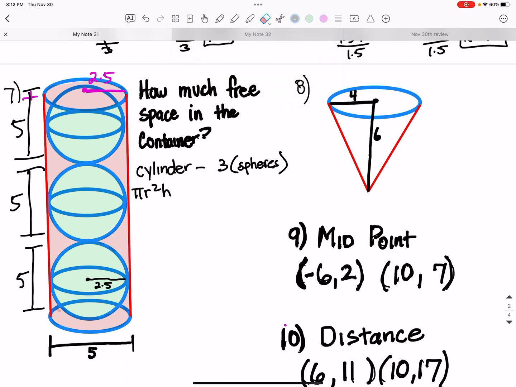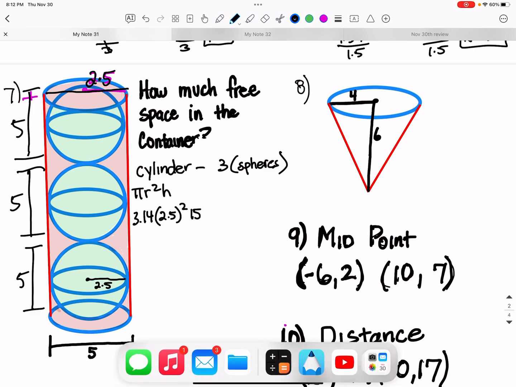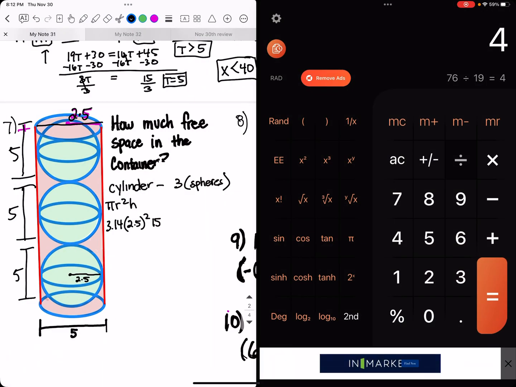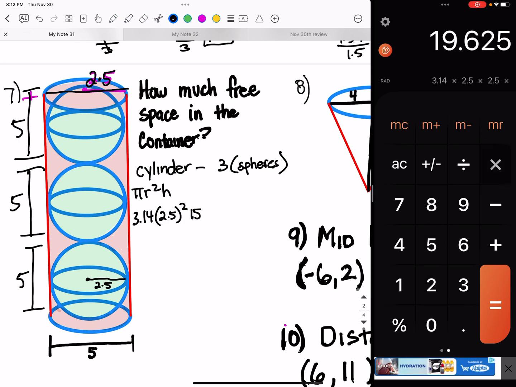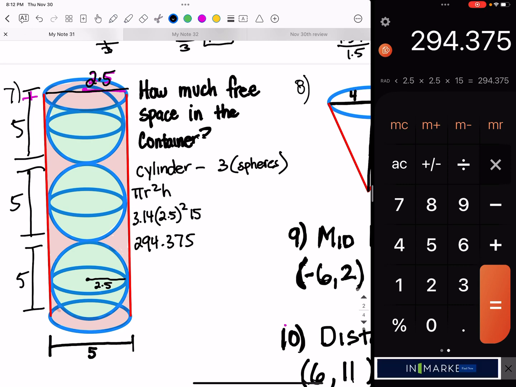So we have pi, 3.14, times the radius. What's the radius? It's going to be 2.5, because 5 is all the way across, so we have to cut that in half. So 2.5 squared times 15. That'll give us the entire red cylinder. So let's just go ahead and do that. 3.14 times 2.5 times 2.5 times 15 equals 294.375.